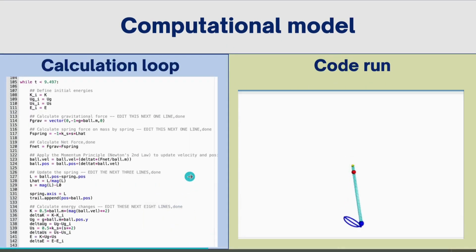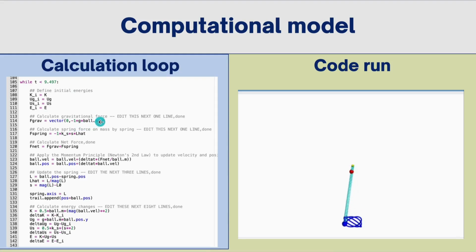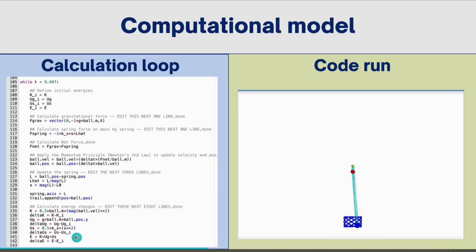In the calculation loop, I calculate the gravitational force and the spring force, and then add them together to get the net force. Meanwhile, I'm updating the velocity and position as well as the spring, and finally I calculate the change in energies.